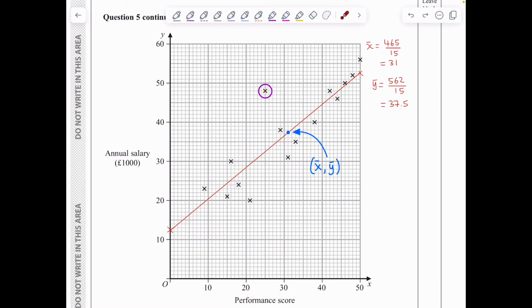So you can see that he's well above the line of best fit. So his salary should have been here for this performance score. However, it's a lot more. So he's underperforming if we take into account his performance score.